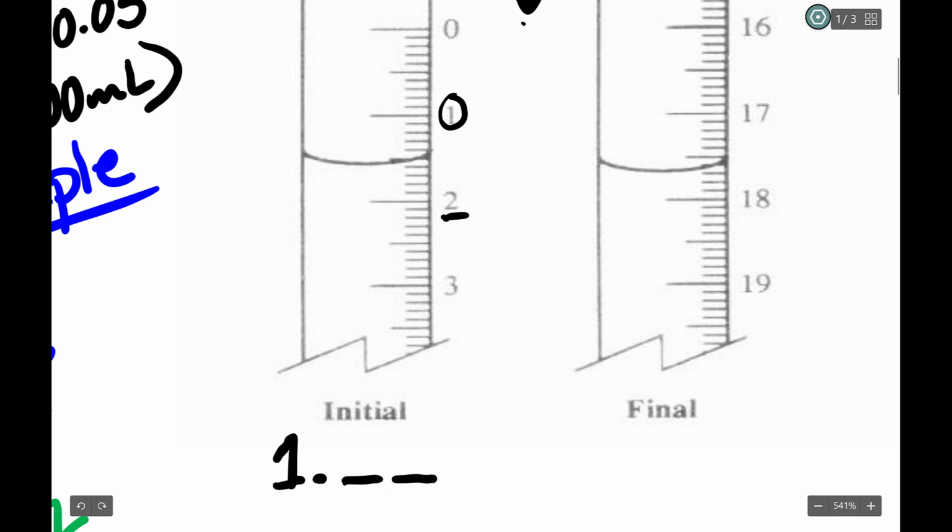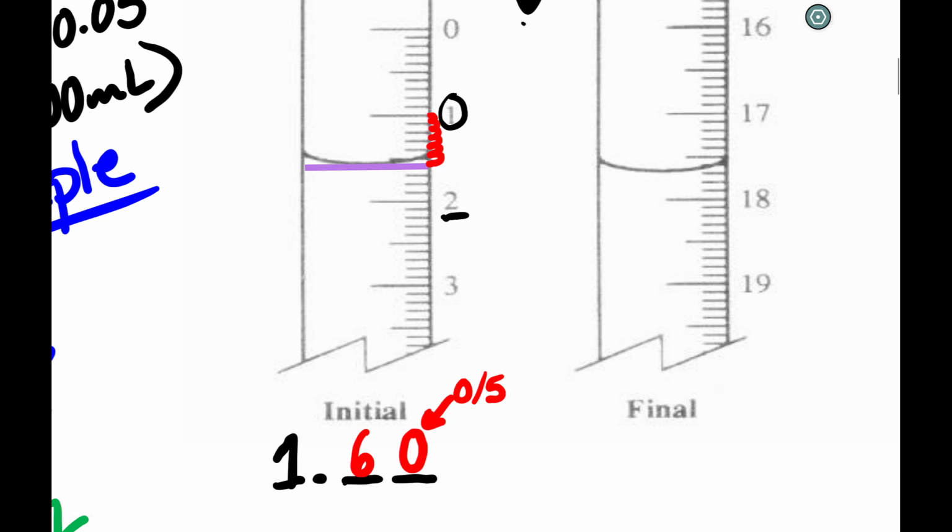And what you would do is read that line from the bottom of the meniscus like that. Okay, so that's the bottom of my meniscus. And then I'd start reading down. So I'd go like this. This is 1.1, 2, 3, 4, 5, 6. And it's right on 6. So this is 1.6. And then because it's right on 6, this is going to be 0. This last digit here is generally either 0 or 5.